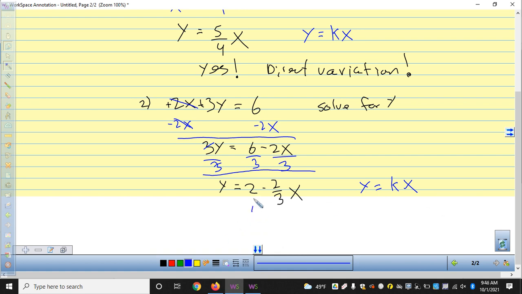No, we have this 2 here messing everything up. So this is not direct variation. Because this 2 makes it so it doesn't look like this. But this is still a line, right? Y equals 2 minus 2/3 x. Still a line. It's just not a line that looks like this.